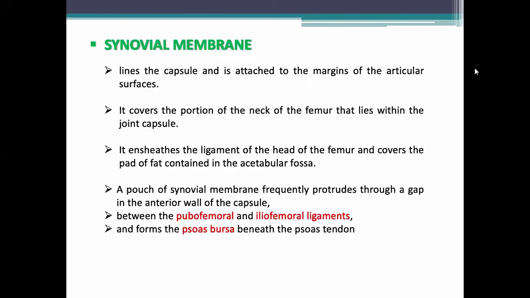The synovial membrane lines the capsule and is attached to the margins of the articular surfaces. It covers the portion of the neck of the femur that lies within the joint capsule. It encircles the ligament of the head of the femur and covers the pad of fat contained in the acetabular fossa.